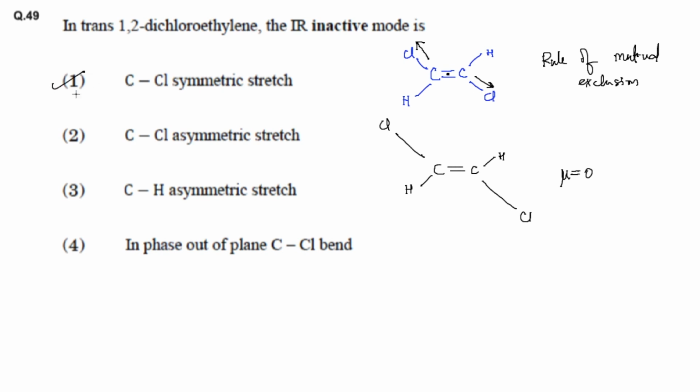The first one is only correct. Let's look upon the other options as well. Another one says CCl asymmetric stretching. Asymmetric means I am pushing this particular bond and stretching this particular bond. So what kind of structure am I going to get now? I'll be having this bond longer and this bond shorter. Okay, this is how I am going to get.